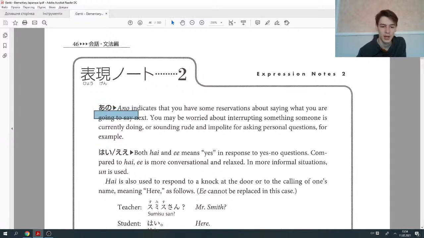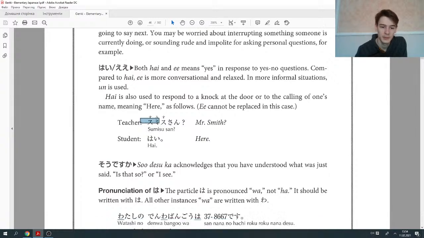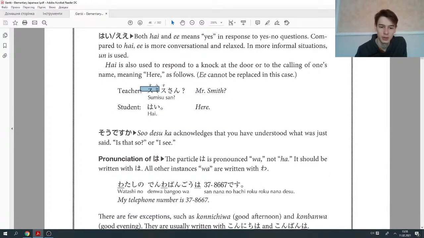Hai, ee, both mean yes, and let's respond to a yes-no question. Compared to hai, ee is more conversational and relaxed. It's more informal. Hai is also used to respond to a knock at the door. Here, for example, Sumisu-san, hai. I see. So hai is more formal. Okay. So, desu ka?